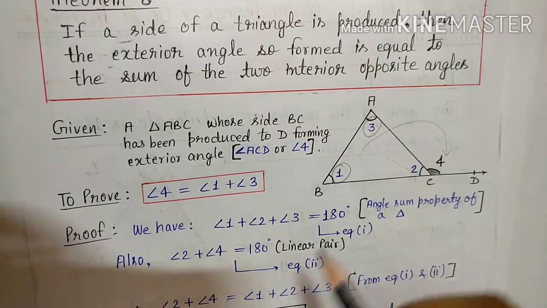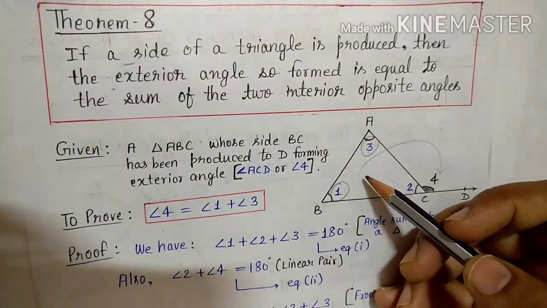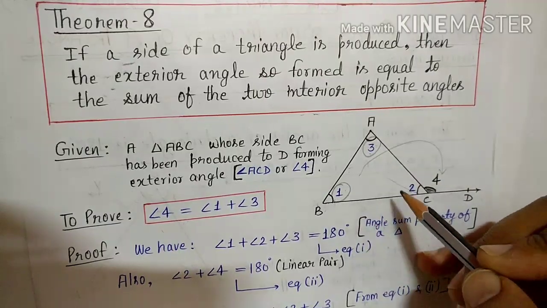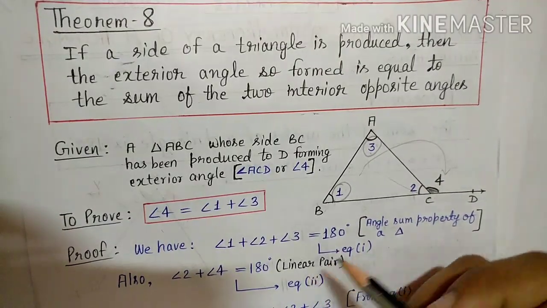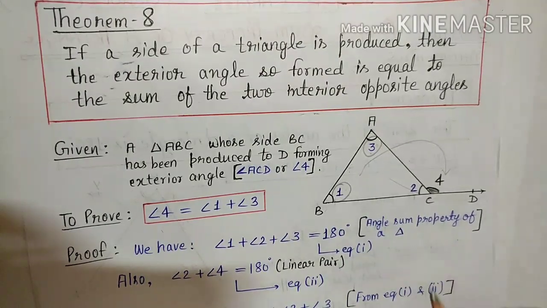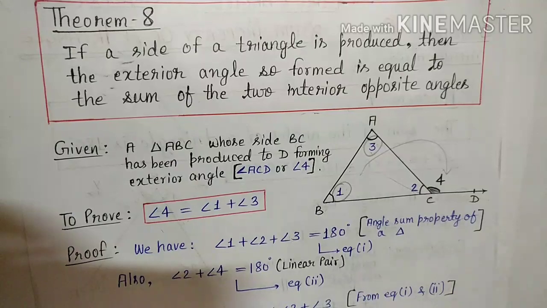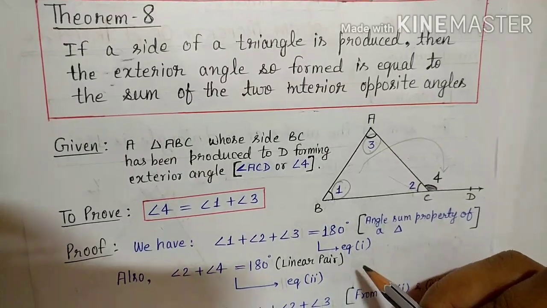Okay. Now what do we have? Angle 1 plus angle 2 plus angle 3. In our previous theorem we learned that the sum of all the angles of a triangle is how much? 180 degrees. So we have applied that theorem here. We have written in brackets angle sum property of a triangle. So angle 1 plus angle 2 plus angle 3 equals 180 degrees. This is equation first.